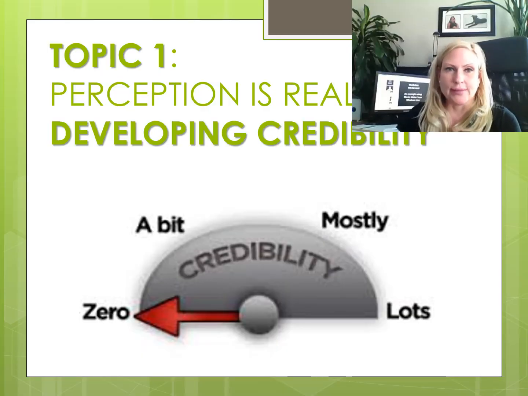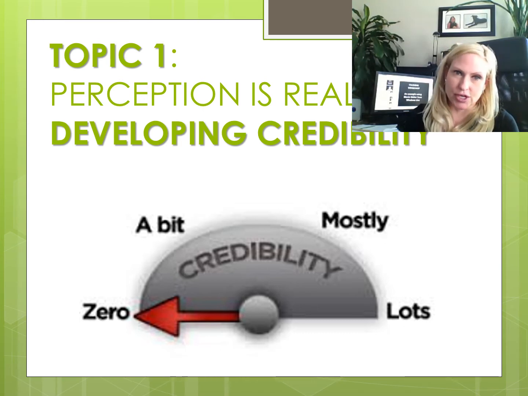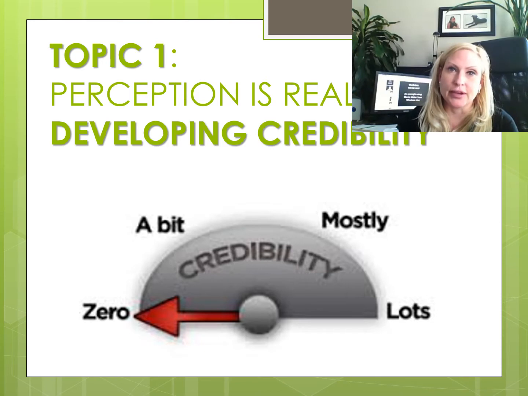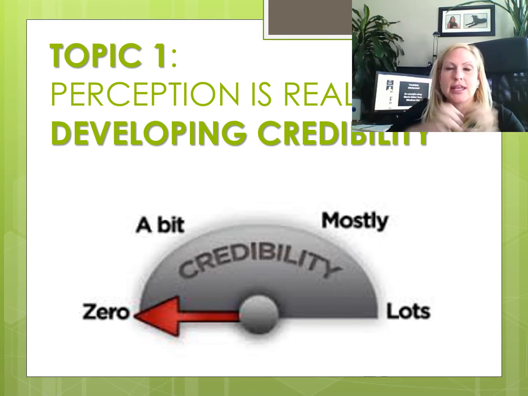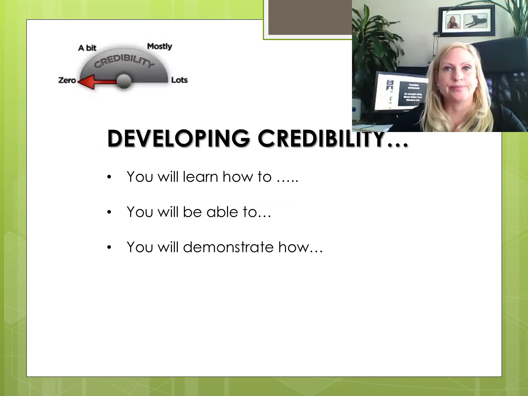Topic one for my made up training workshop on leadership is called Perception is Reality, Developing Credibility. When you're looking at perception is reality or developing credibility, notice that I have a nice slide that shows that it is a main topic. I also have an image that is clean and allows them to associate some type of image with the topic.